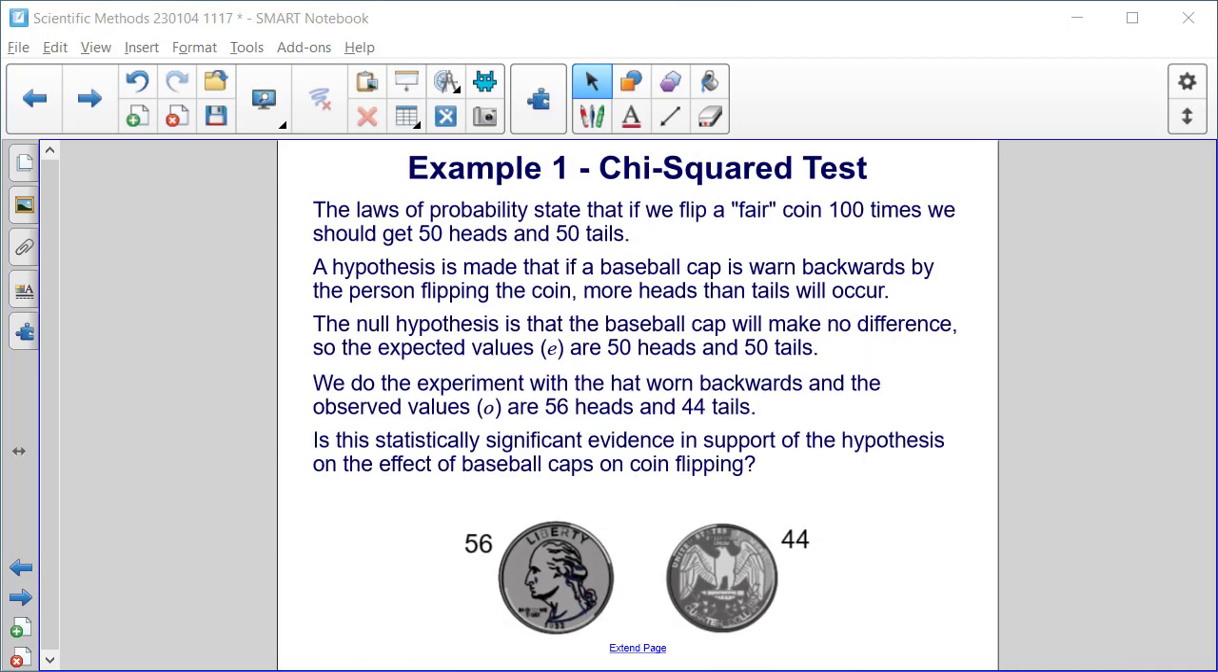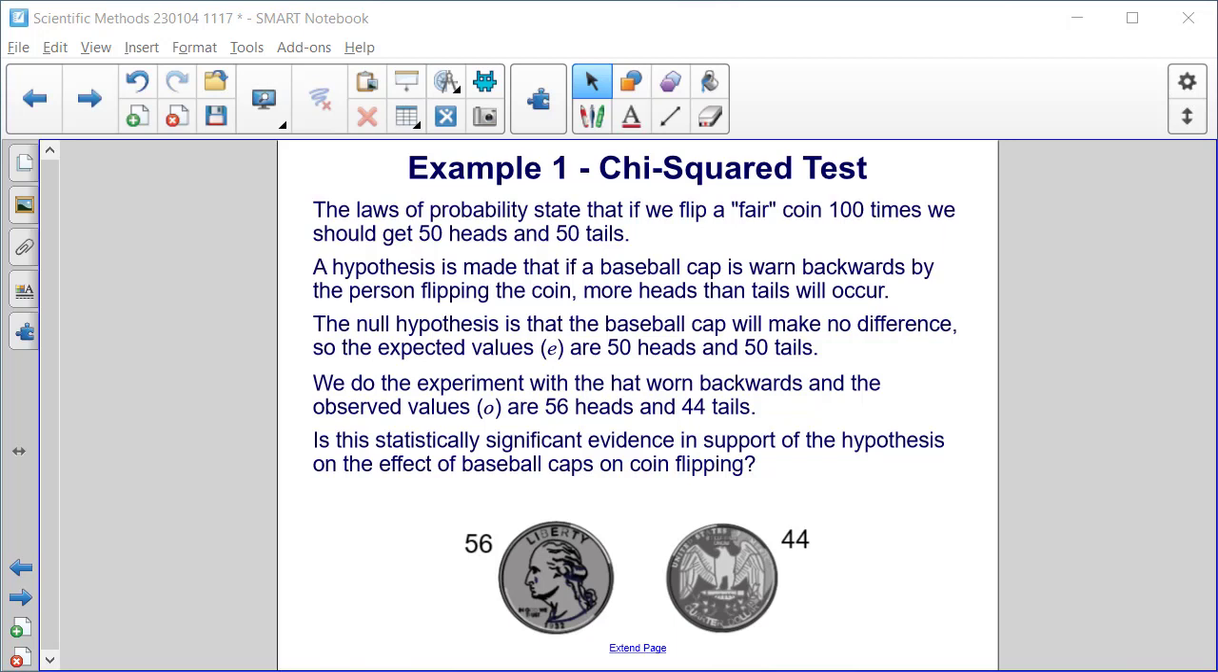Example 1, chi-squared test. The laws of probability state that if we flip a fair coin 100 times, we should get 50 heads and 50 tails. A hypothesis is made that if a baseball cap is worn backwards by the person flipping the coin, more heads than tails will occur.